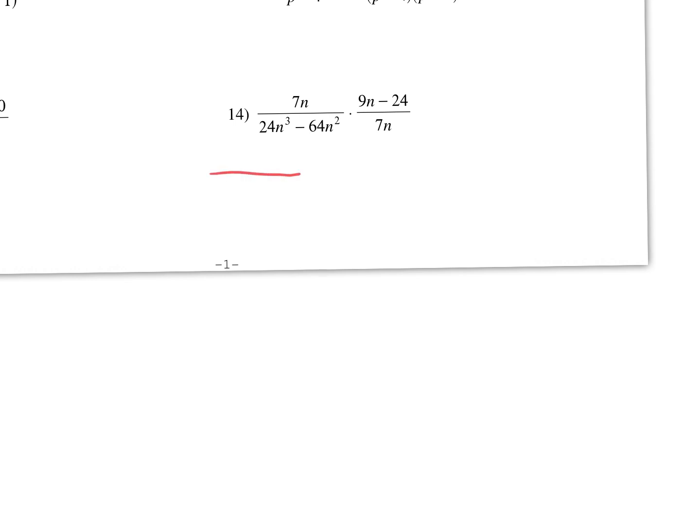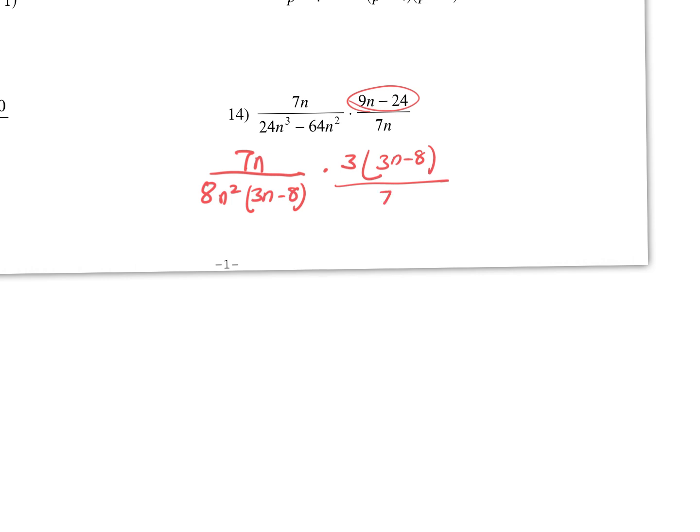So looking at the numerator there, we have 7n, that is going to stay as 7n. But our denominator has a greatest common factor of both an 8 and an n squared. And so when I divide that out, that is going to leave me with 3n minus 8. And then we're going to move over to our numerator. Our numerator has a greatest common factor of a 3, and dividing a 3 out of this numerator, that'll leave us with a 3n minus 8.